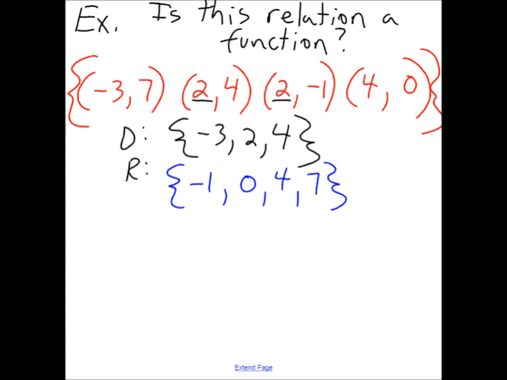Most important thing, domain is your x, range is your y. You could also get domain and range by looking at a graph, which we'll talk about tomorrow. Now, is this relation a function? The answer is going to be no, and here's why.